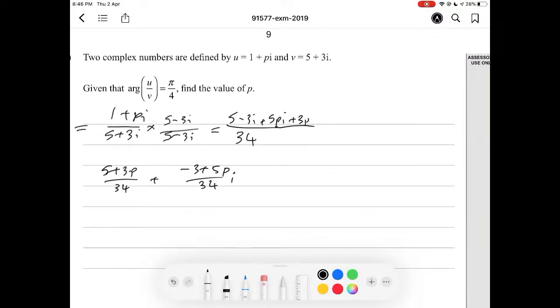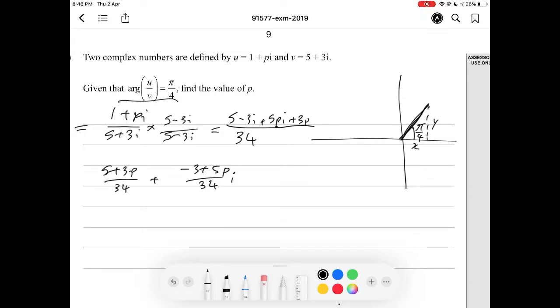Okay, so for this case, once again, anything that they give you with arguments, I strongly suggest that you draw a rough sketch of a diagram. So in this case, we have our argument of u over v is pi over 4. So we know that pi over 4 is in the first quadrant. Let's just say somewhere there. So this angle we know is pi over 4. This would be our y, and this would be our x. As in, our y is our imaginary part, and the x is our real part.